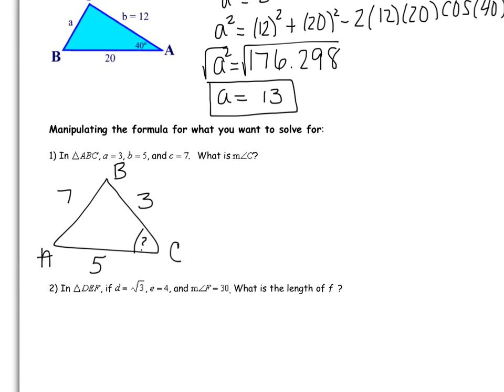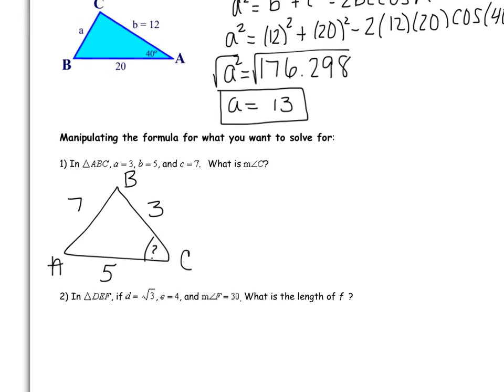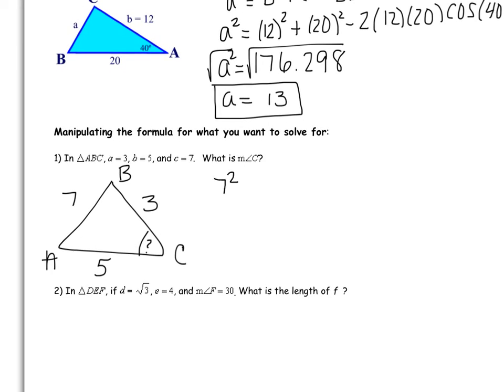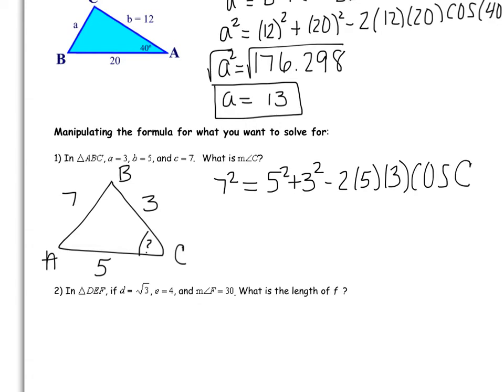So we're going to start with 7, and we're going to square it. So 7 squared, because that's my C, equals, now do the other two sides, 5 squared plus 3 squared minus 2 times 5 times 3 times cosine of C. Now we're not going to solve it. I just wanted you to practice manipulating the formula.